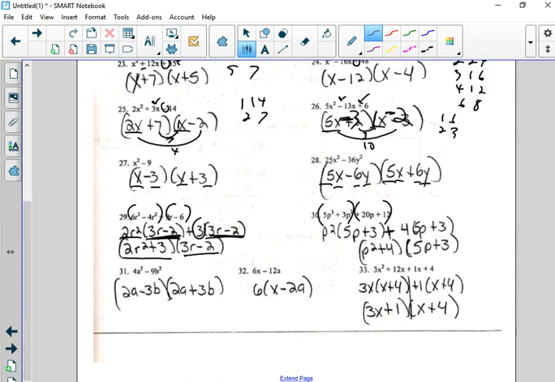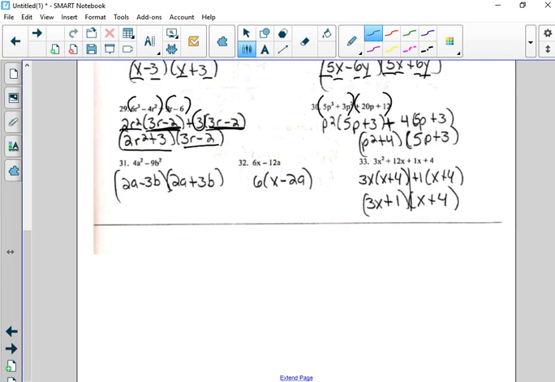31 is a perfect difference of two squares. So square root of 4a squared, square root of 9b squared. 1 plus 1 minus. 12, all you can do is take a 6 out. GCF. 33, again, factor by grouping. Take out the GCF, hook them up, you're done.